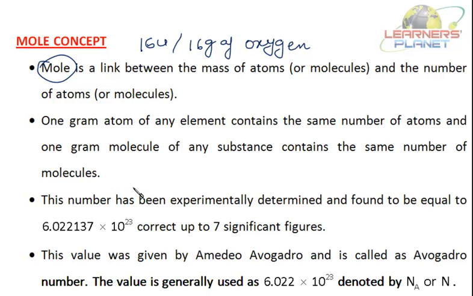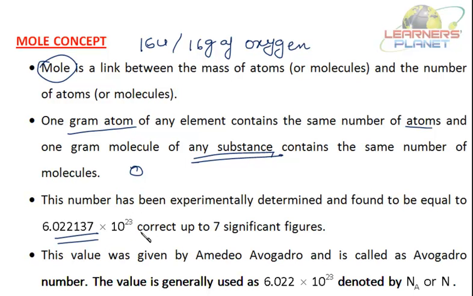Say whether it's 1 gram atom of oxygen or 1 gram molecule of nitrogen. 1 gram atom of any element contains the same number of atoms, and 1 gram molecule of any substance contains the same number of molecules. So what is that number basically? Now this number has been experimentally determined and found to be equal to 6.022137 into 10 to the power 23. Correct up to 7 significant figures.